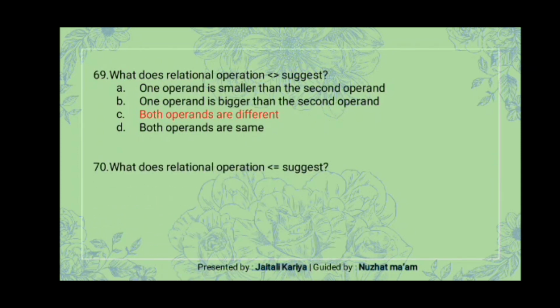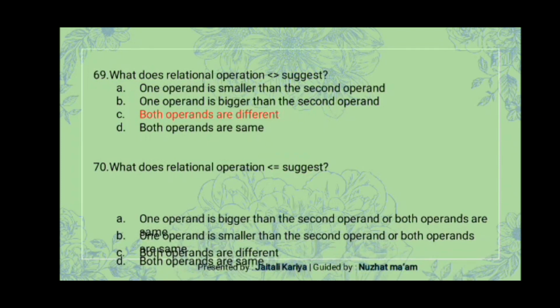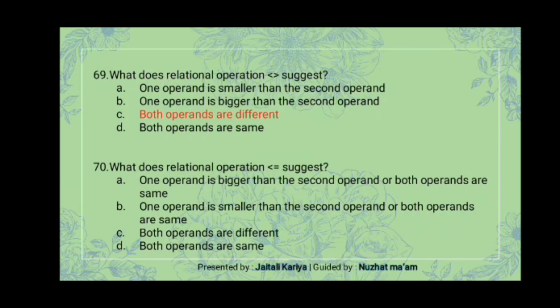70. What does relational operation less than or equal to suggest? A. One operand is bigger than the second operand or both operands are same. B. One operand is smaller than the second operand or both operands are same. C. Both operands are different. And D. Both operands are same. And the correct answer is B, that is one operand is smaller than the second operand or both operands are same.